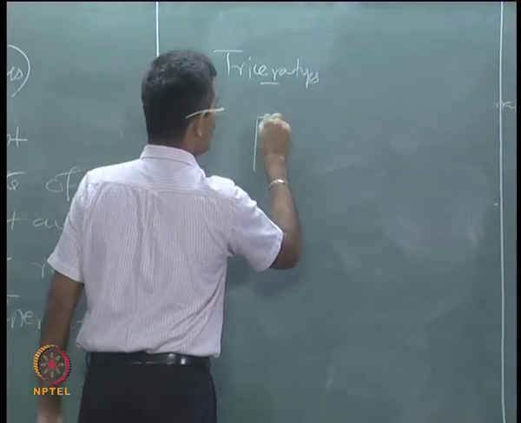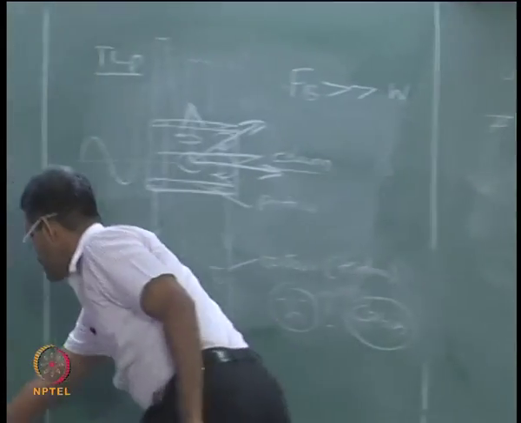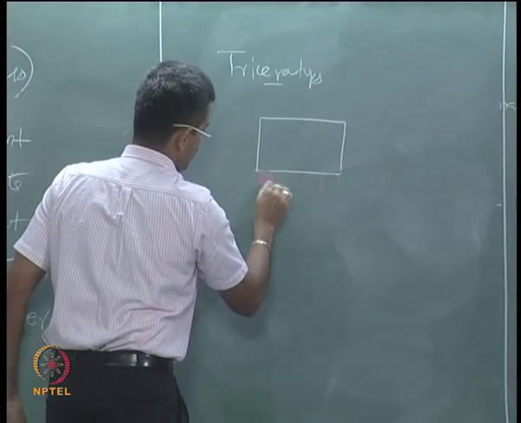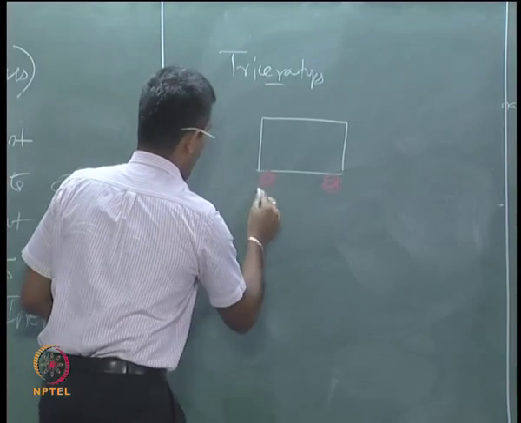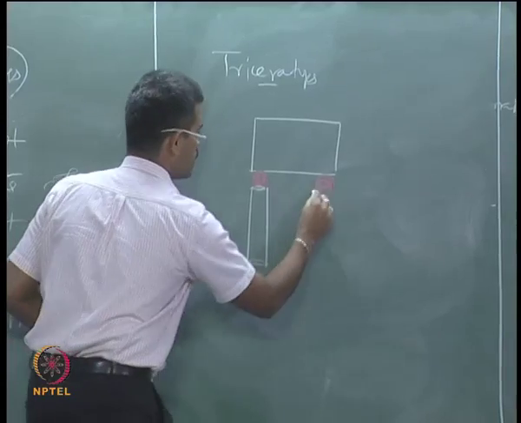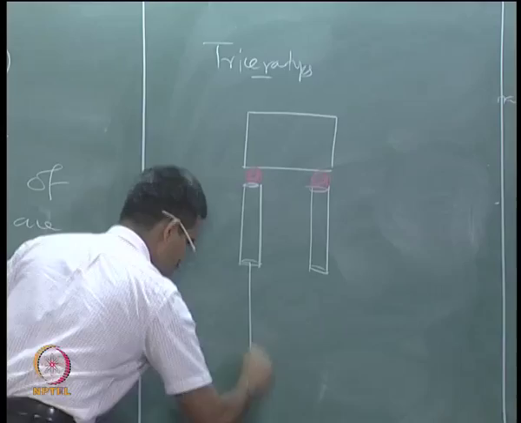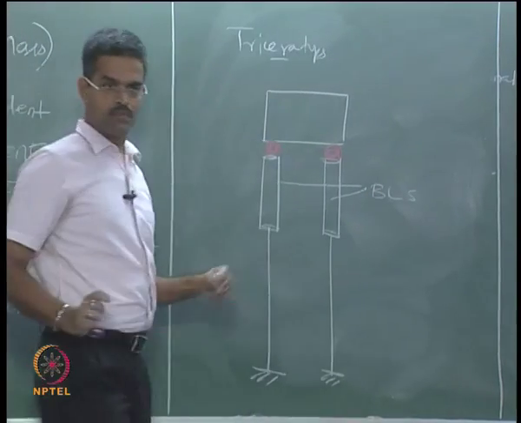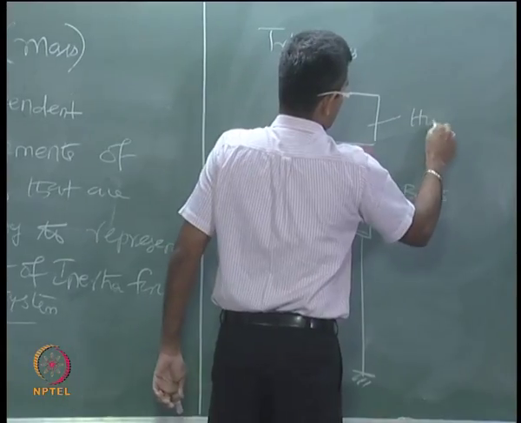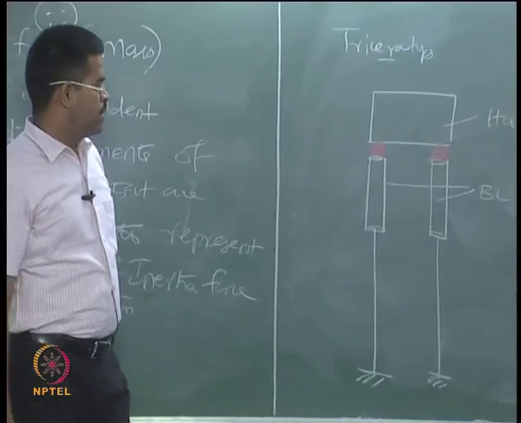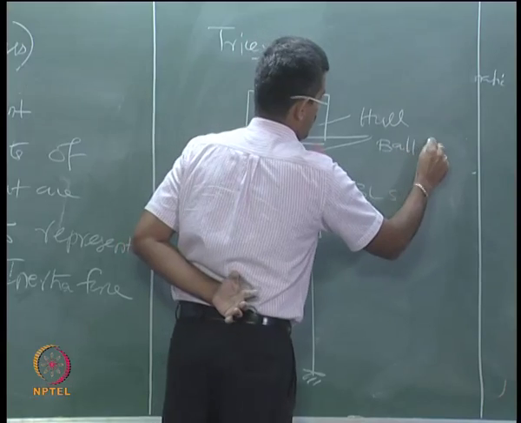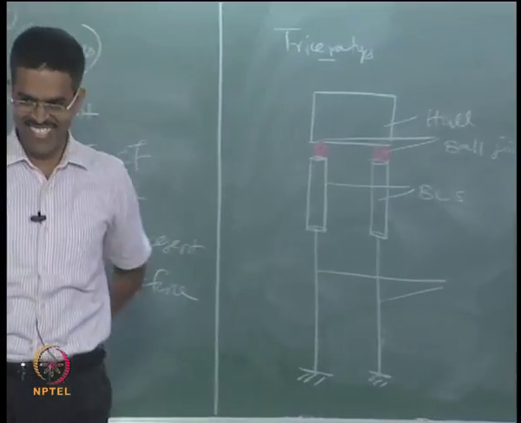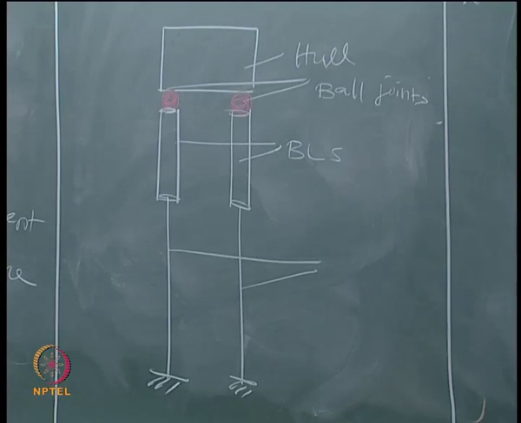So, Triceratops has a top hull, and it has a ball joint, then a BLS which is resting below, and then tethers. These are what we call buoyant leg structures. This is a top side hull, maybe a crude way of drawing a hull. These are ball joints. And of course, these are tethers, okay. Tendons are tethers. They are not cables, they are not wires.